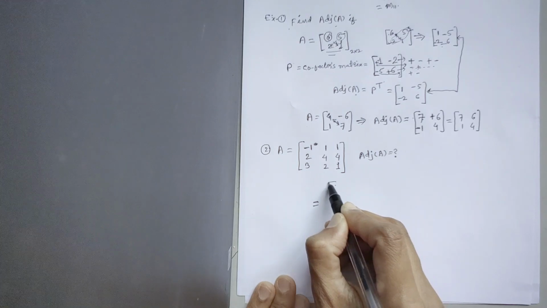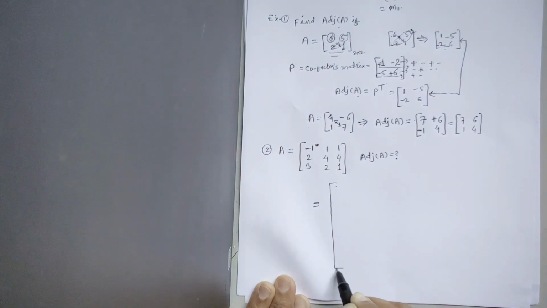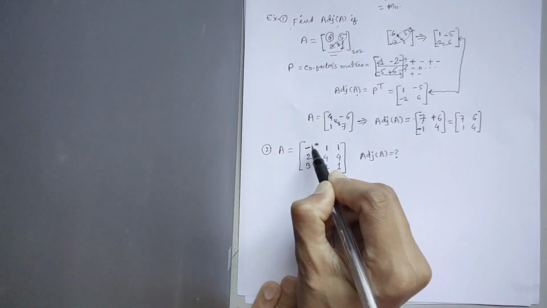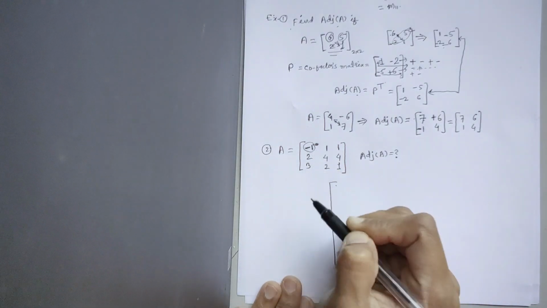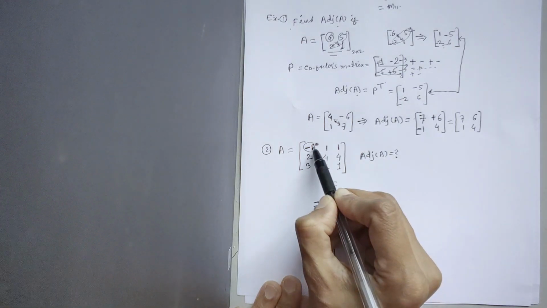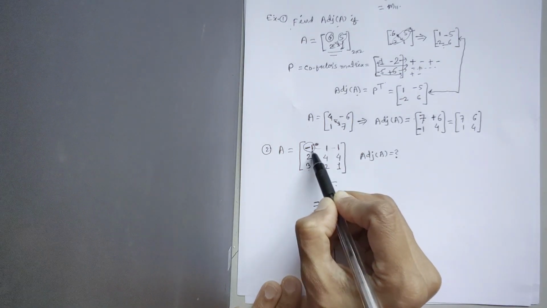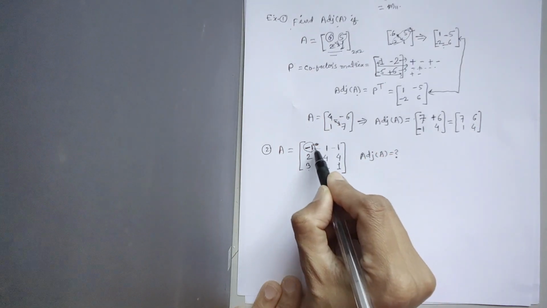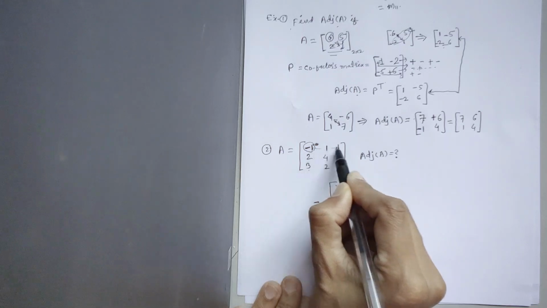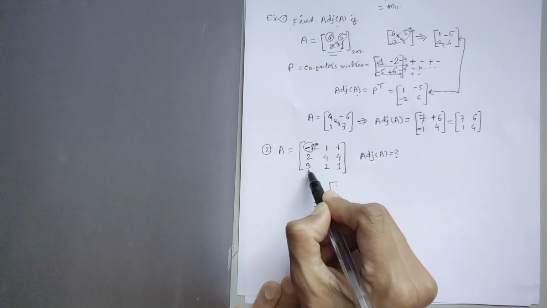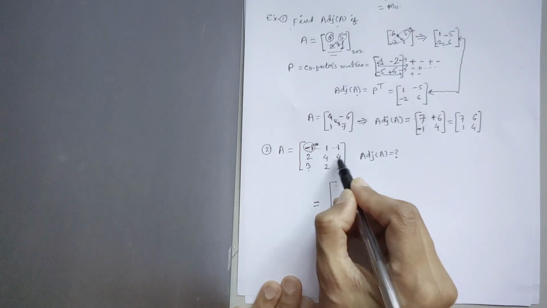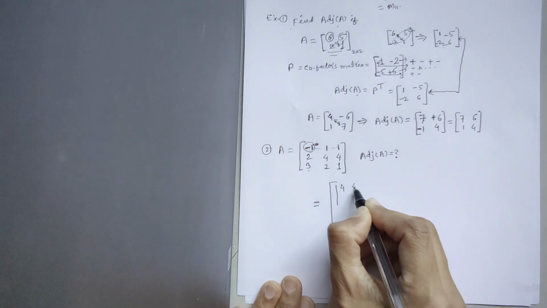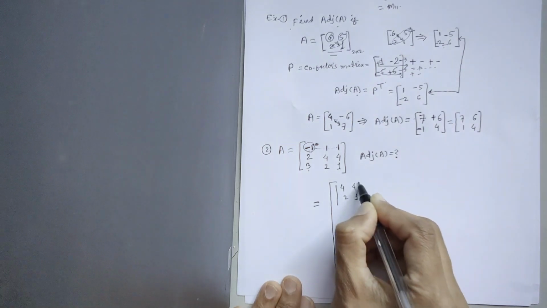So I am writing a matrix here. It's a big matrix, so I'll write it big. So, the cofactor of minus 1. What will be the cofactor of minus 1? Just eliminate the row and column where minus 1 is, the same as you did in a determinant. This minus 1 is in the first row, first column. So eliminate the first row and first column and take the determinant of the remaining elements: 4 4 2 1.